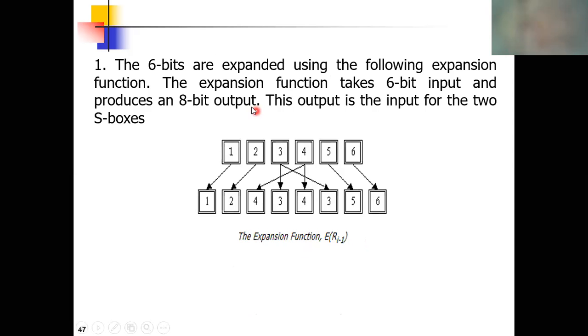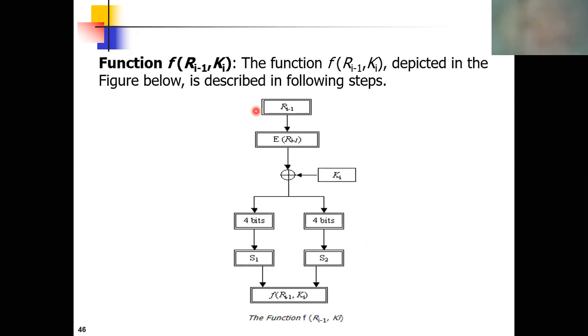So, dear student, what we did here is expansion. In this case, we have 6 bits and our key is of 8 bits. In that case, we have to apply this to the output of Ri.